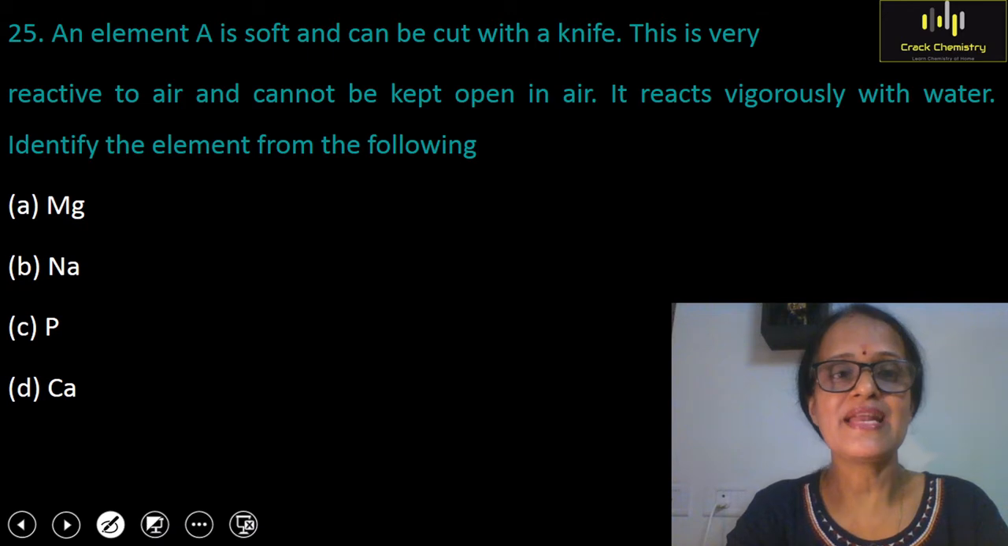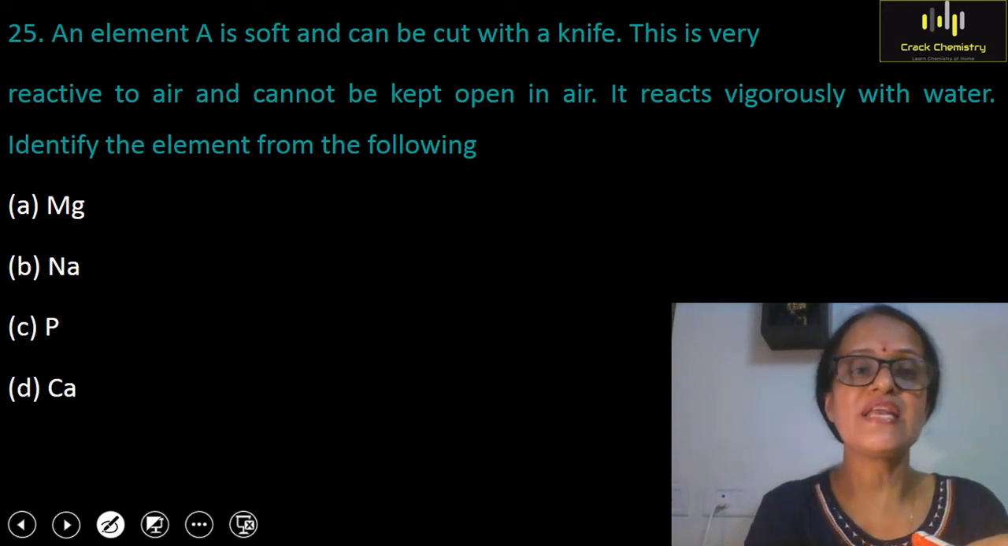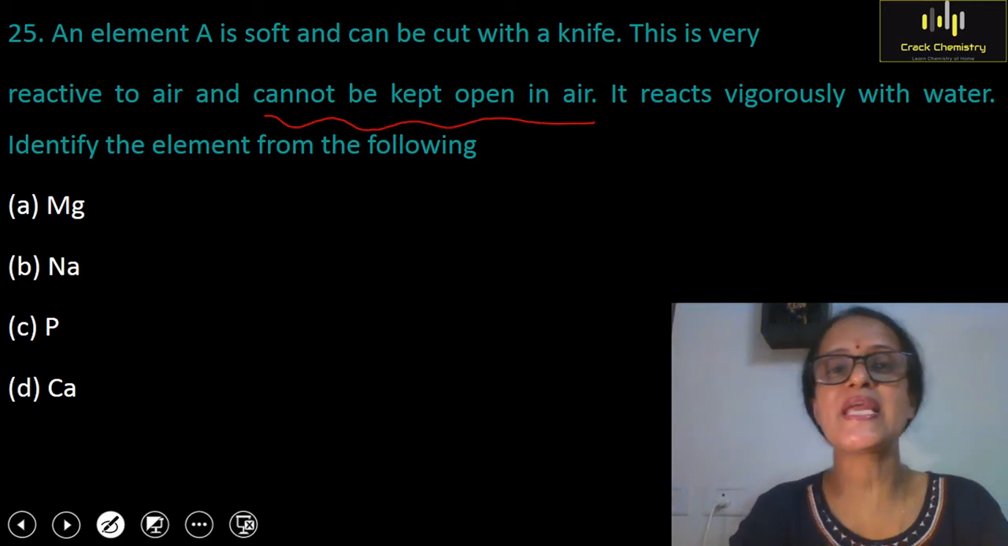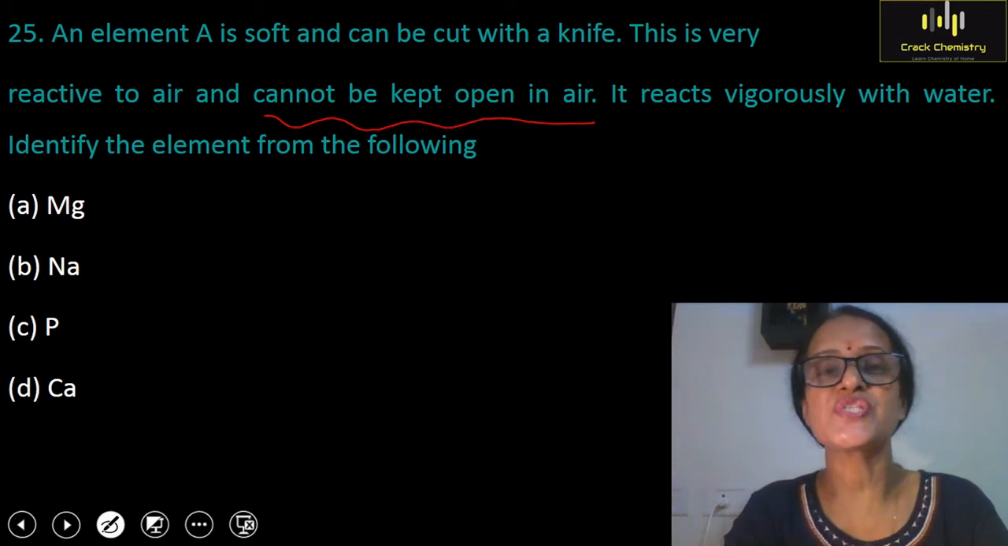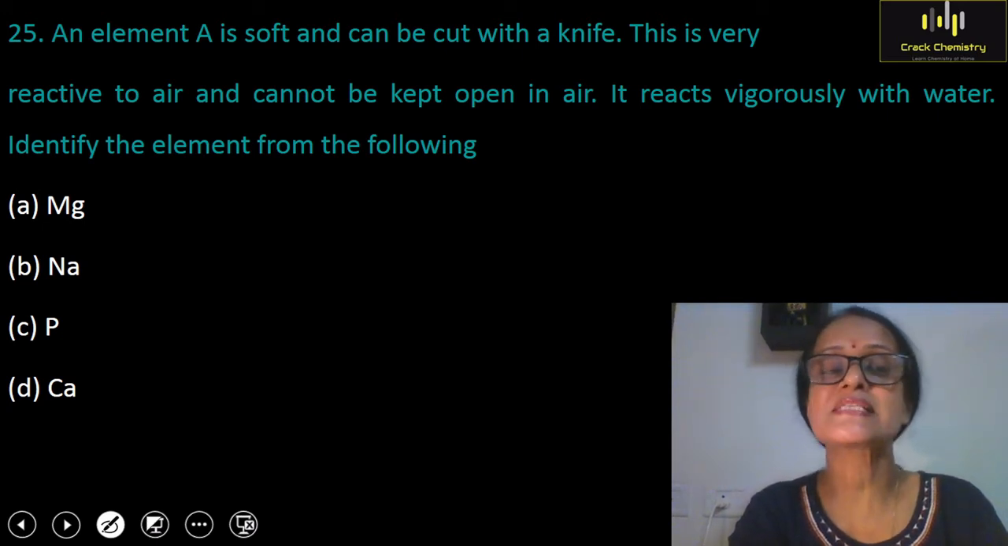Next question. An element is soft and can be cut with a knife. It is very reactive to air and cannot be kept open in air. It reacts vigorously with water. You have to identify the element from the following. First option is magnesium, second option is sodium, third is phosphorus and fourth is calcium.